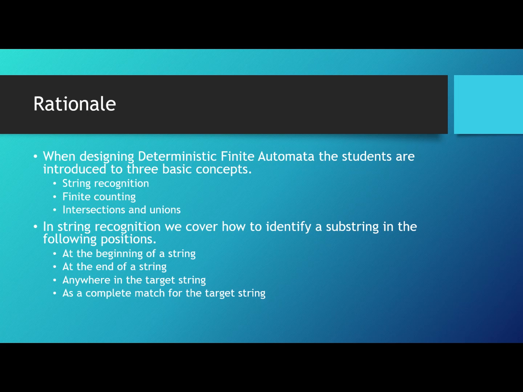Now, our rationale when designing the finite automata material is this: when designing deterministic finite automata, the students are introduced to three basic concepts: string recognition, finite counting, and intersections and unions. In string recognition, we cover how to identify a substring in the following positions: at the beginning of a string, at the end of a string, anywhere in the target string, or as a complete match for the target string. Each of these are very similar but slightly different.